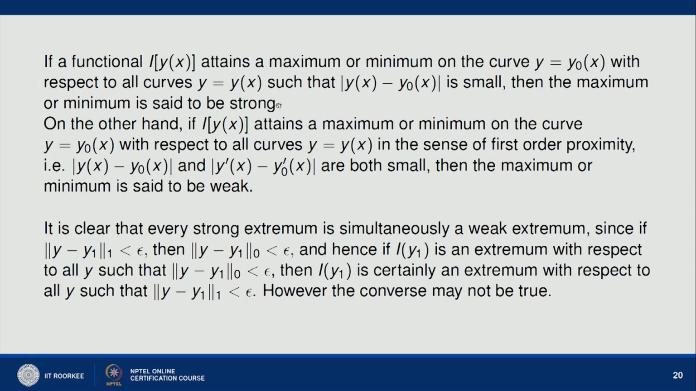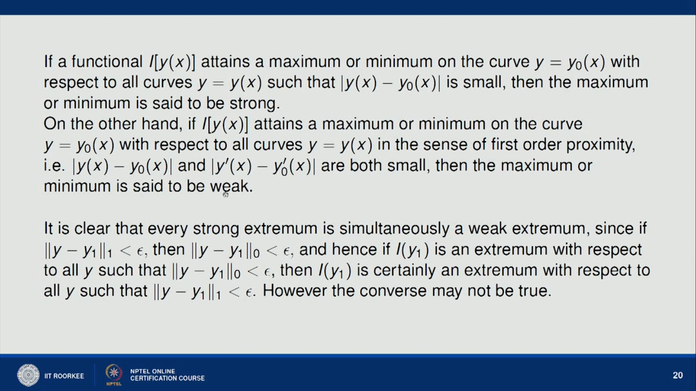And similarly, if this functional attains a maximum or minima on the curve y equal to y naught x with respect to all the curves y equal to y of x which are close to y naught x in the sense of first order proximity, it means that the quantities y of x minus y naught x and y dash x minus y naught dash x are both small, then the maximum or minimum is said to be weak.